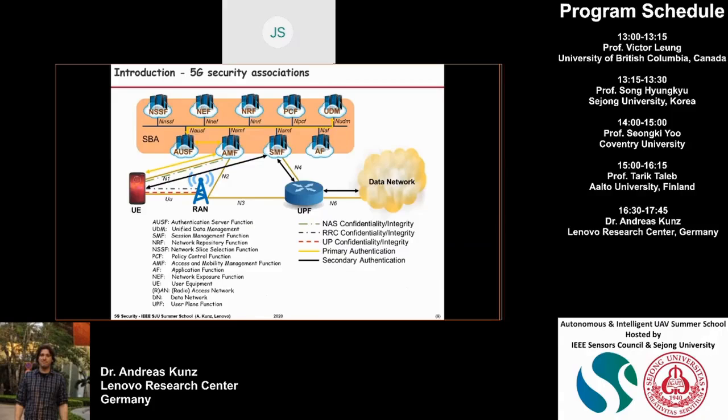Then, after primary authentication, you would do a NAS security setup, the so-called non-access stratum security mode command and complete, which is establishing the NAS confidentiality and integrity of this protocol. After this is performed between the UE and AMF, the AMF would provide the key to the RAN, and then the UE could set up the RRC confidentiality and integrity. This is the so-called access stratum security mode command. And if there is a security policy, the UE would also set up the user plane confidentiality and integrity.